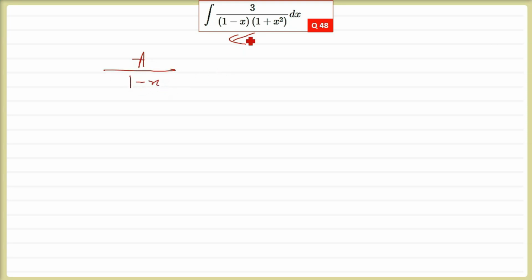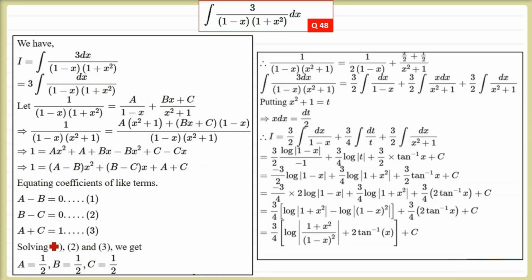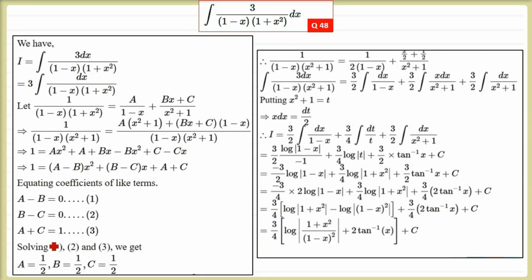This is quite clear to you. This question is very easy. A divided by 1 minus x you will do, and then bx plus c divided by 1 plus x square you will do. Because 1 plus x square is indeed a quadratic, and 1 minus x is linear. That's why we had a on it. So there is nothing special in this question, and you can do it.